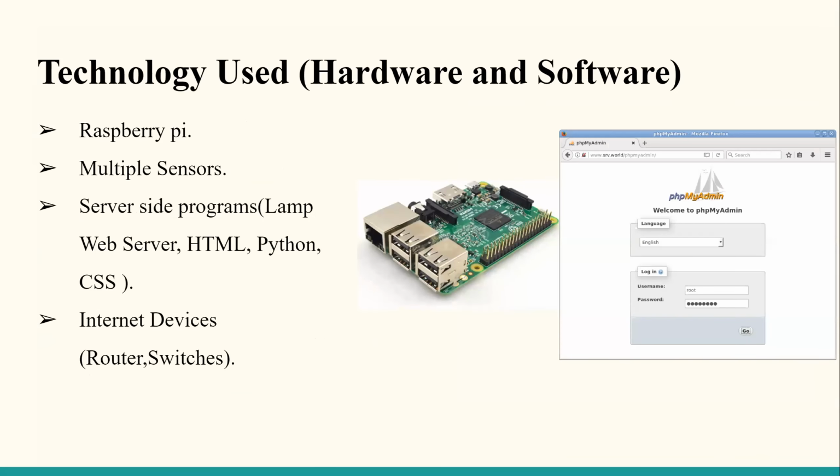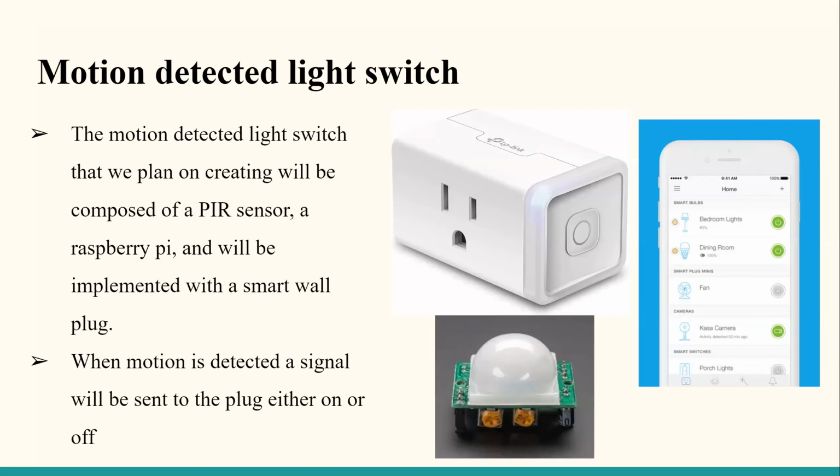The technology that we used was mainly the Raspberry Pi 3B, with multiple sensors for each individual project. The server-side programs that we used were the LAMP web server, HTML coding, and Python and CSS coding. The main connection devices we used were routers and port forwarding, as well as switches.